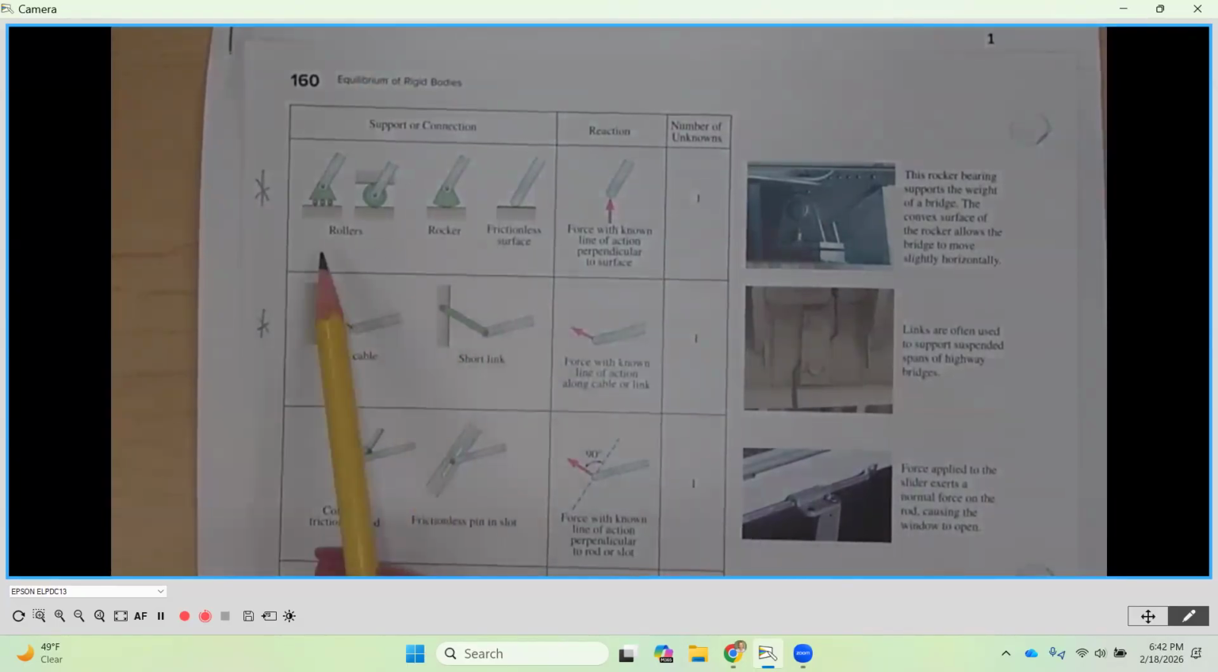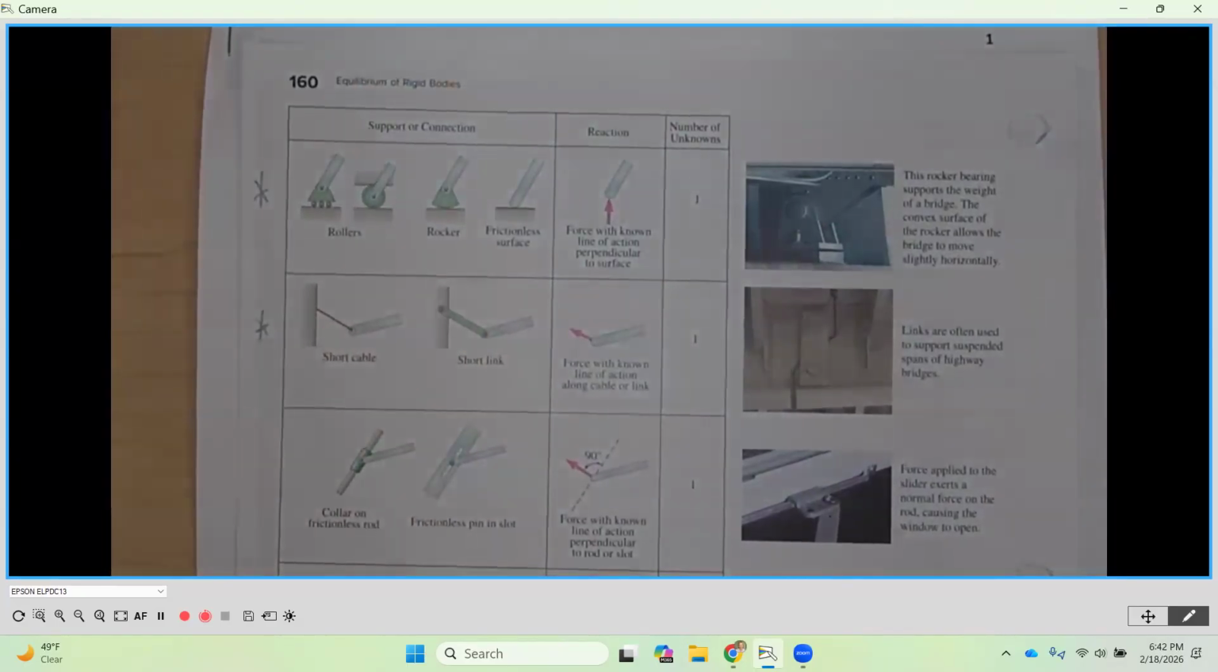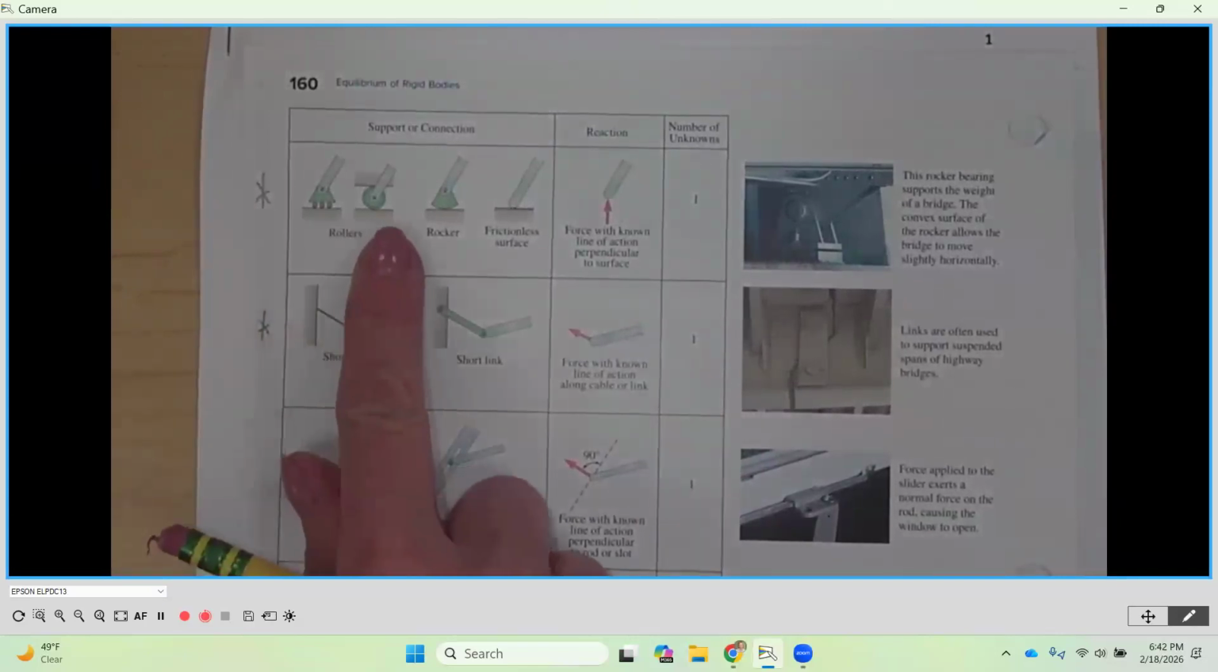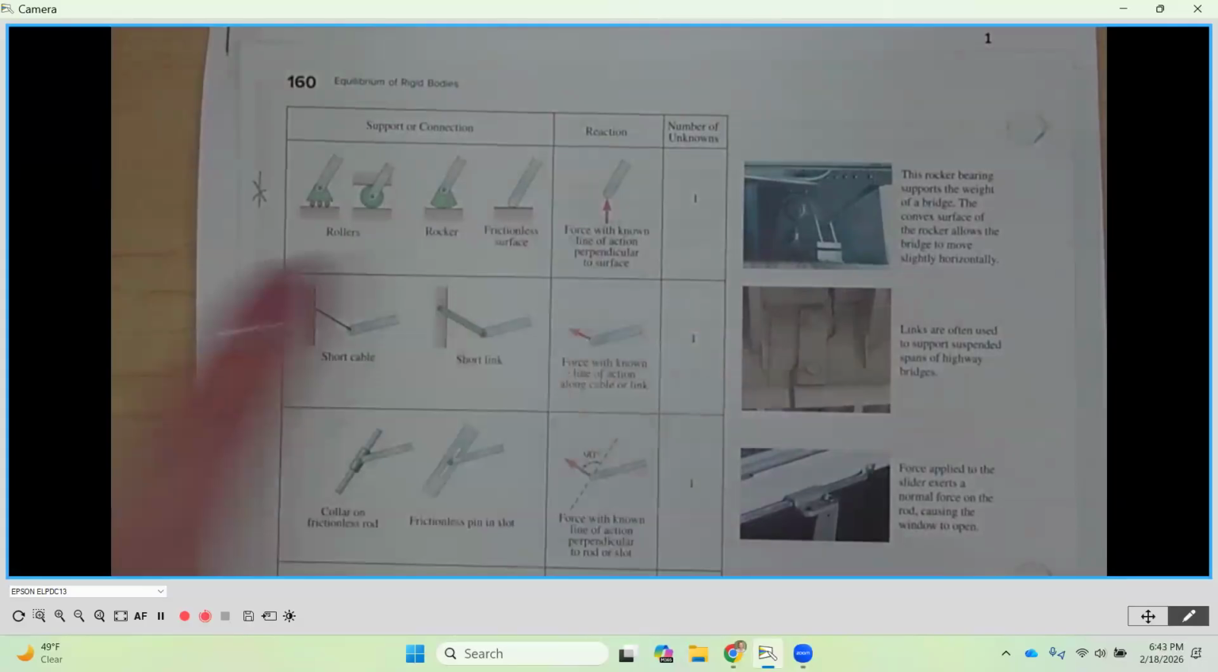So the first one we have here is a roller support. A roller support is only going to have one reaction, and that reaction is going to be perpendicular to the surface that the roller is riding on. We'll be identifying those and putting those in our diagrams. So a roller can look like any one of these items here, and it's going to be one force, and it's always going to be perpendicular to the surface we're riding on.